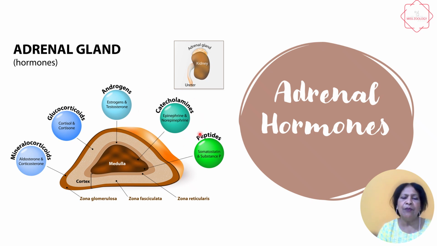These are catecholamines. It also secretes another set of hormones which are called the peptides. These peptides produce somatostatin, which is also produced by the pancreas, and it produces another substance PP, which prevents the production of any other excess endocrine substance, so that a homeostatic condition can prevail in the body.